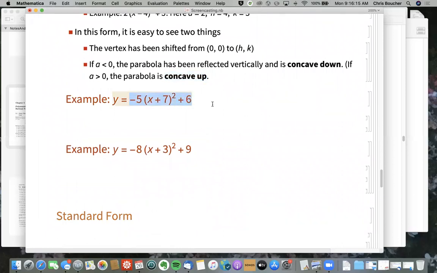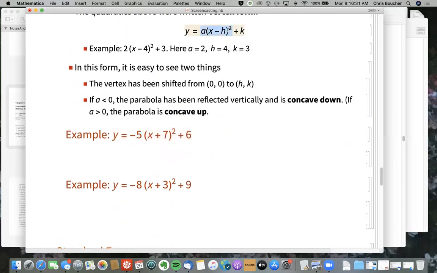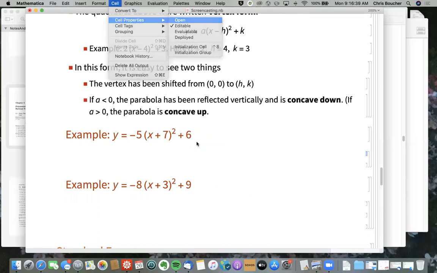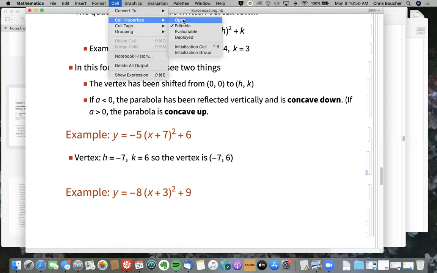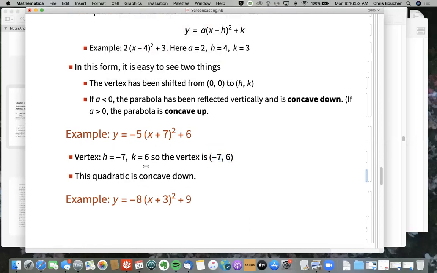After a little bit of practice, hopefully you will look at this and immediately see, okay, that's concave down because that's a negative number out front. And the vertex here is going to be at the point -7, 6. Be careful. Vertex form here is x minus h in parentheses. So x plus 7 is x minus -7. So be a little careful with the sign on h. The h value here is -7, not +7. So the vertex is -7, 6. And as we said, this is concave down because of the negative.